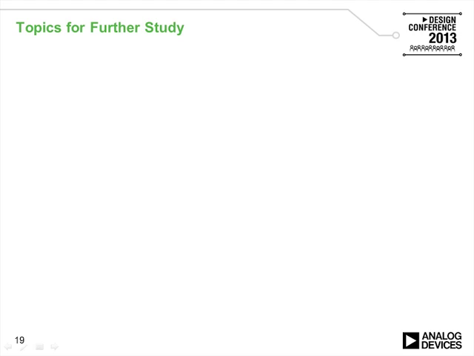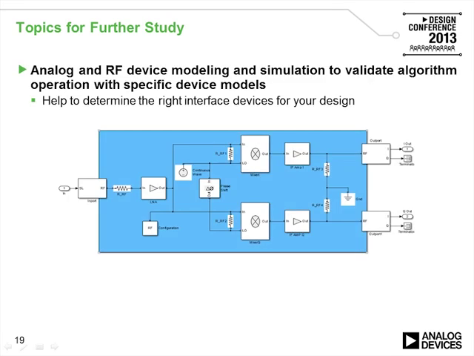So here are some topics for further study that we'd be happy to talk to you about at the MathWorks booth in the exhibit area. Through the use of physical modeling tools like SimRF, you can actually develop accurate models of specific RF and analog interface devices, such as those found on the ADFMCOMMS FMC module. With a library of device model blocks, you can quickly determine which components are going to work best in your system before you even build your first prototype hardware.